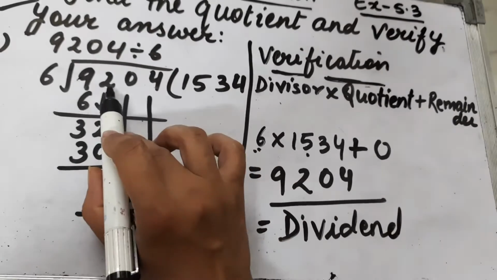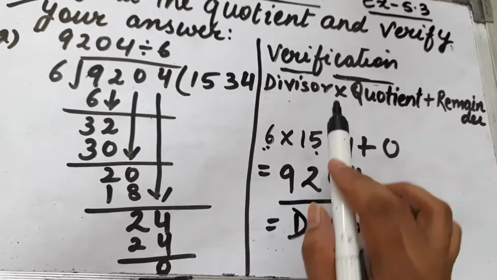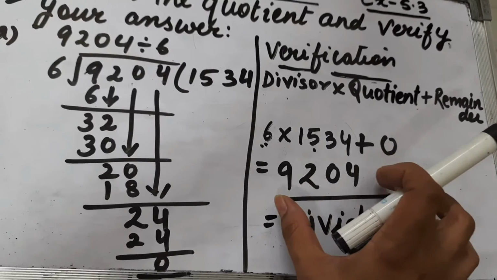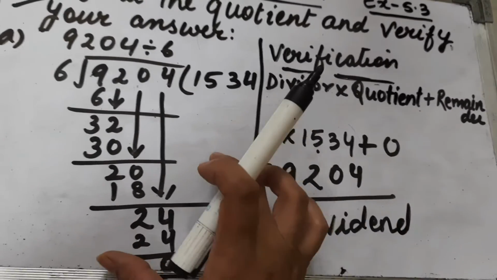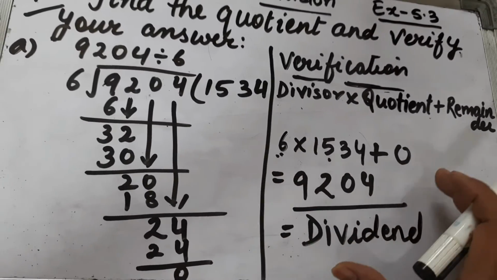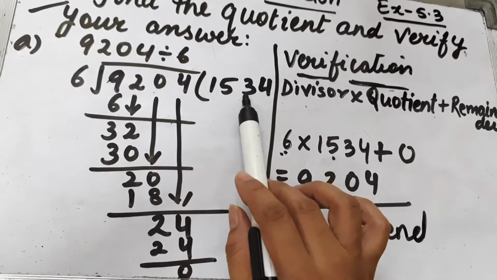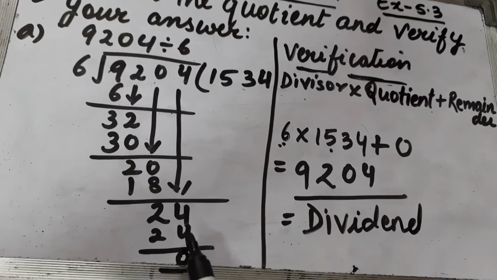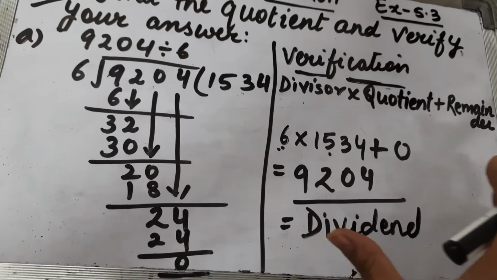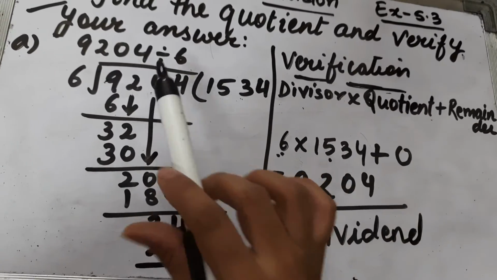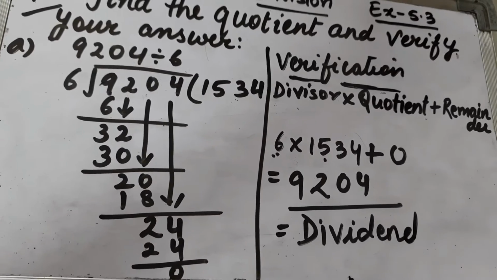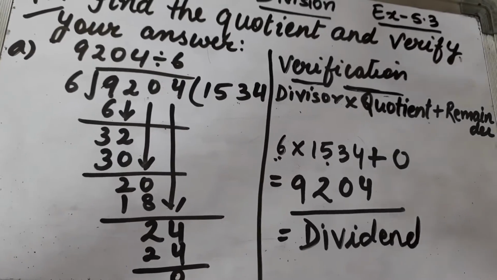See, dividend is 9204 and after solving it we got 9204. That means our division is totally correct. So this way we verify the division. What we do, we multiply the divisor by the quotient and in the product we add the remainder. And if this comes out to be equal to your dividend, that means your division is totally correct. Okay, now let's start B part.